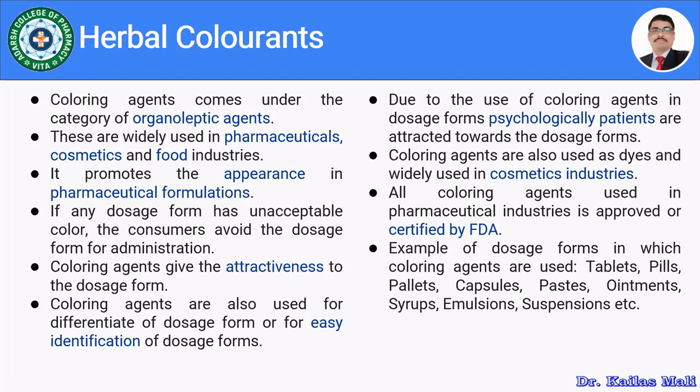These are also used to differentiate the dosage form or for easy identification. During manufacturing, simultaneously, there are so many batches going on. And if we are using a coloring agent in the dosage form, that could act as an identification for the particular API. So it is used to differentiate or as an identification for the dosage form.